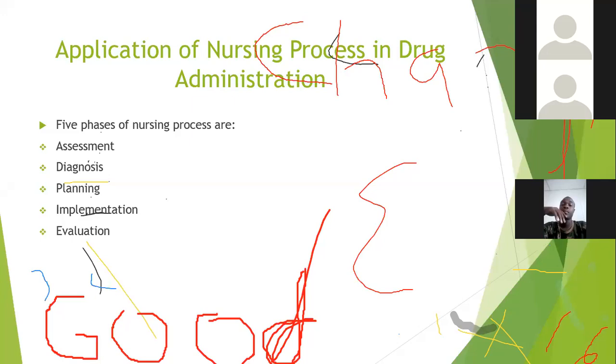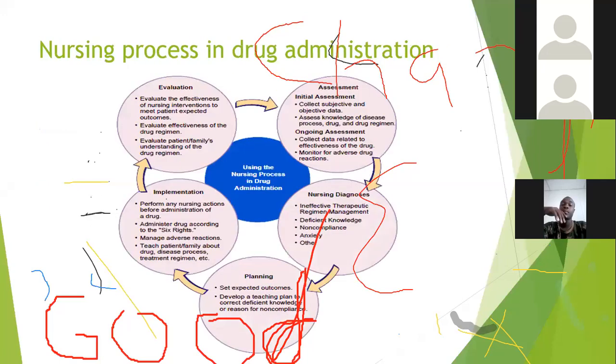Nursing process has 5 phases. And in this course, we are discussing nursing process only in regard to drug administration. We have the assessment phase, the diagnosis phase, the planning phase, the implementation phase, and the evaluation phase. And what do you do in these phases? Looking at the diagram on your screen, in the assessment phase, what is expected of you? You carry out both initial and ongoing assessment.